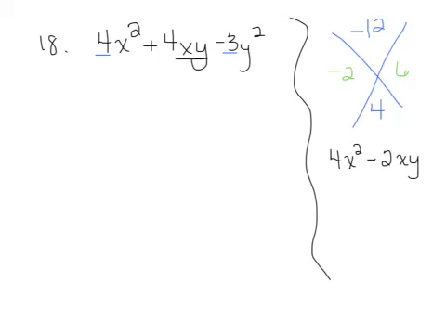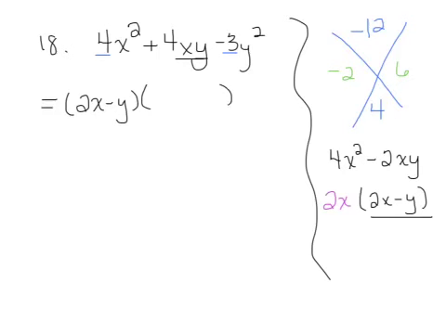And I look to see what they have in common. They have a 2x in common. That will leave me with 2x minus y. So 2x minus y is one of my factors. What is my other factor? 2x times what gives me 4x squared? That'll be 2x. Negative y times what gives me negative 3y squared? That'll be a positive 3y. And now I'm done factoring that.